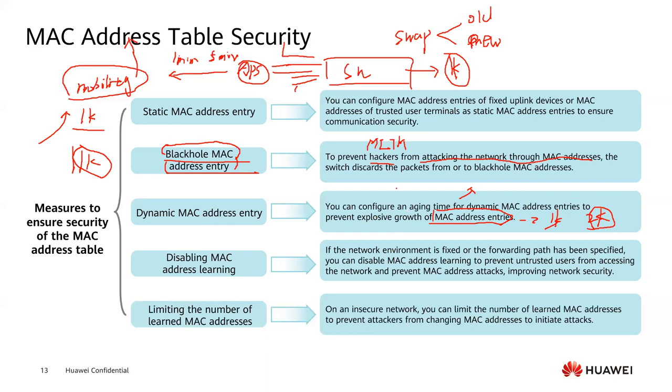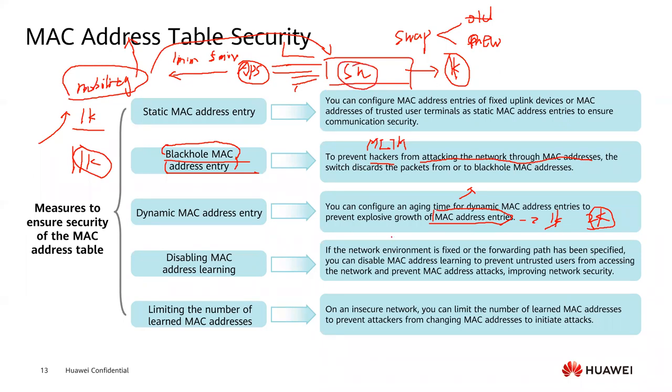How much time to configure depends on your service. If you configure the time to be shorter, maybe you won't have old entries, because all the entries will age out in a short time. And you don't need to worry about what happens if the time is too short. Even if it is too short, with just one frame from the entry, the switch will relearn the MAC entry, right?